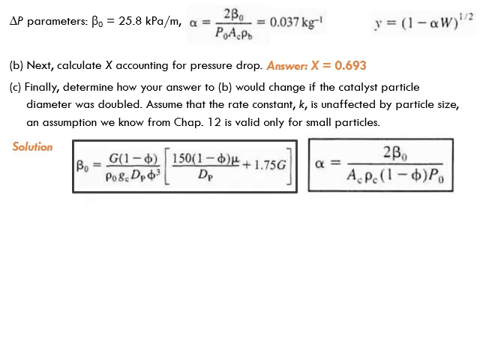Obviously, it's reflected into, let's see where the particle size appears. We found it. This is the particle size. It appears here. Okay, and therefore, the value of beta naught changes with the doubling of the particle size, and therefore alpha changes as well.